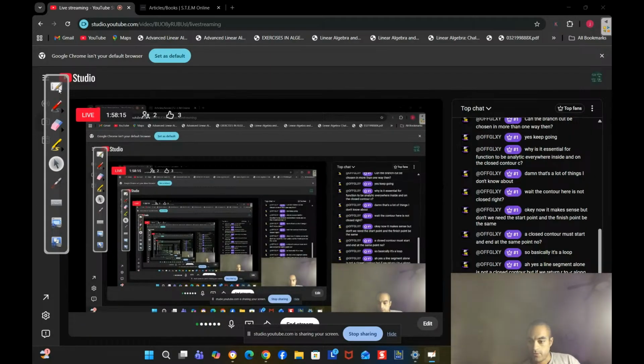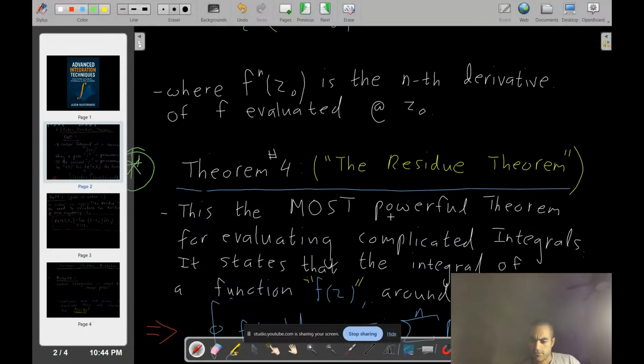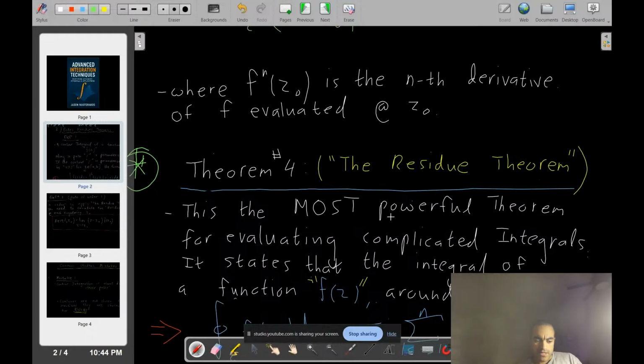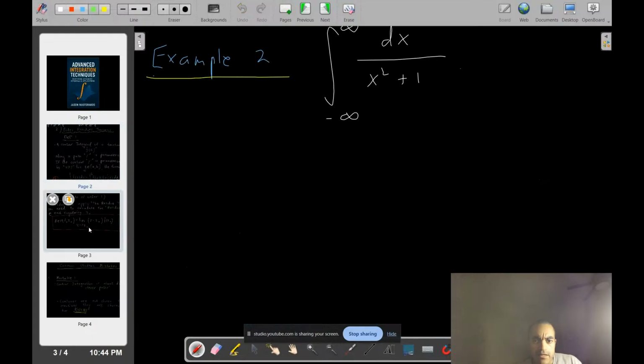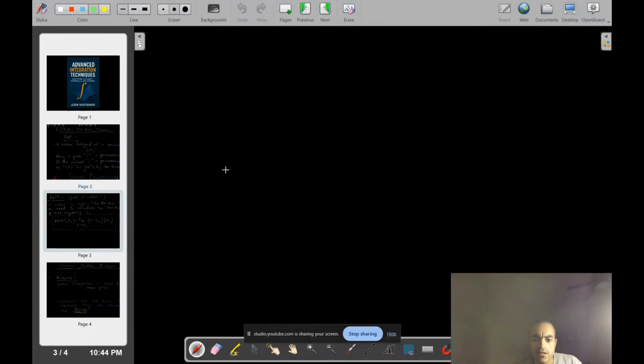Okay, good. I'm glad you can see it. I'm going to come back to this in a second. Just give me a moment. What page was I on again? No, that's not it.